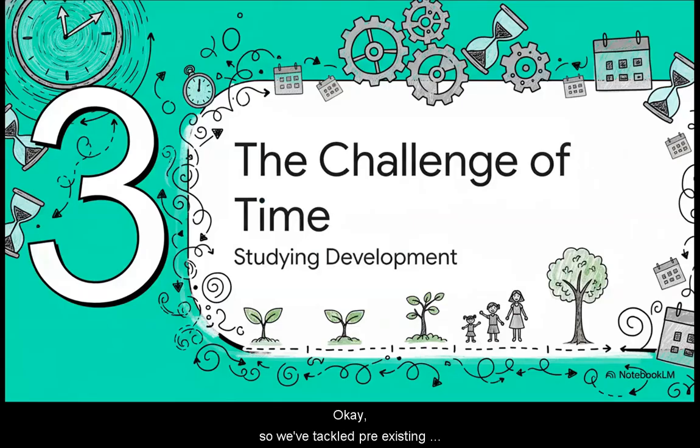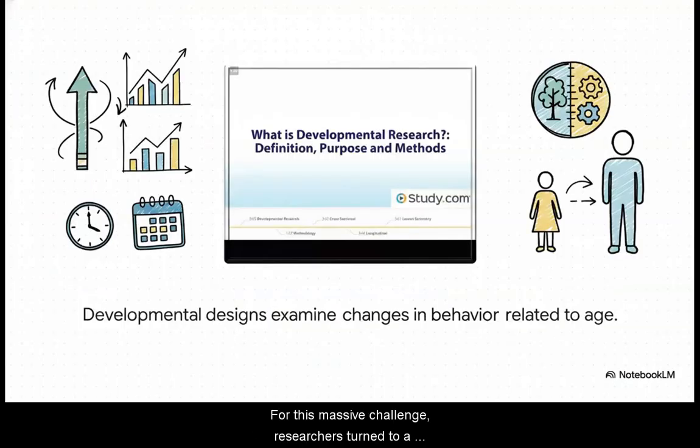Okay, so we've tackled pre-existing groups, but what about a challenge that's even bigger, even more fundamental? I'm talking about time itself. How on earth do scientists study the way we change and grow over months, years, or even across an entire lifetime? For this massive challenge, researchers turn to a special set of tools called developmental research designs. And just like the name says, their whole purpose is to look at changes in behavior that are related to getting older. And there are two main ways they go about this.